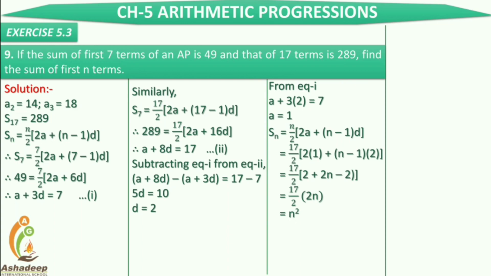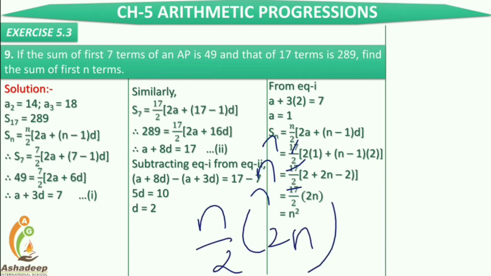Here it is not 17 by 2. Here it is n by 2, right? So in the end here, if you can see, it is not 17, it is n. So n by 2 into 2n, 2 and 2 cut, so n into n is nothing but n square.